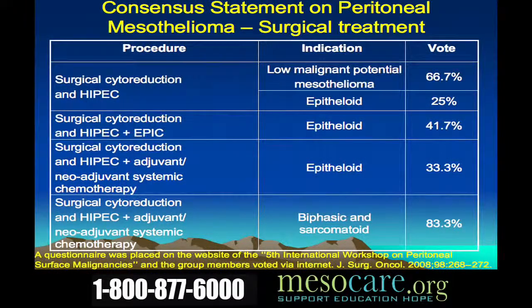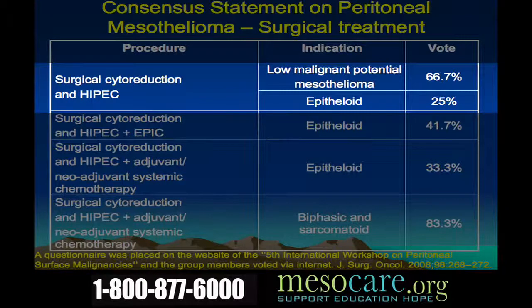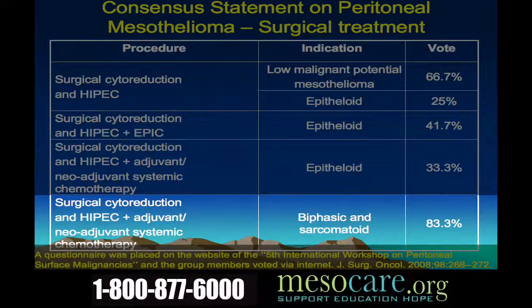So when we look at the surgical treatment, this is again the panelists from the consensus who are voting. What are they practicing? And most of them are surgeons. So surgical cytoreduction and hyperthermic perfusion is the preferred treatment for the low malignant potential mesothelioma. For the sarcomatoid and biphasic, they prefer a more aggressive treatment with either adjuvant or neoadjuvant systemic chemotherapy.